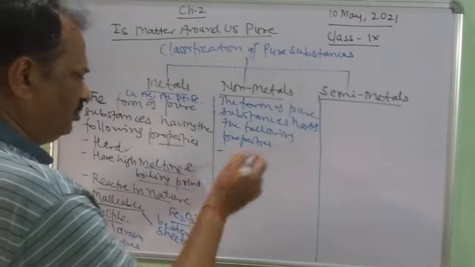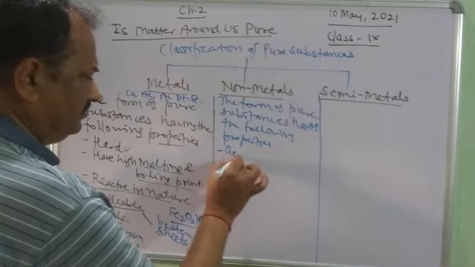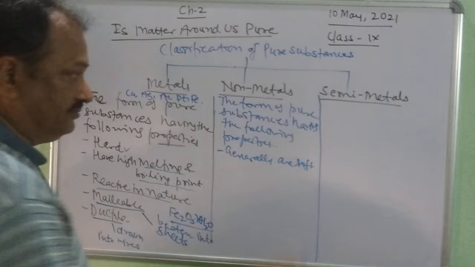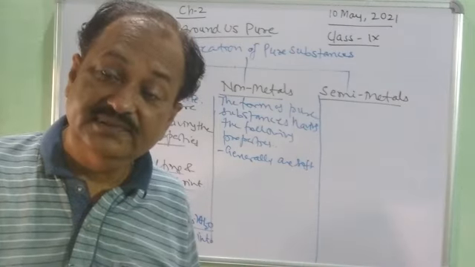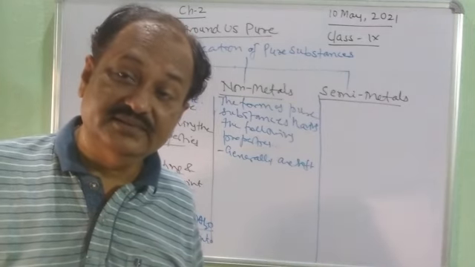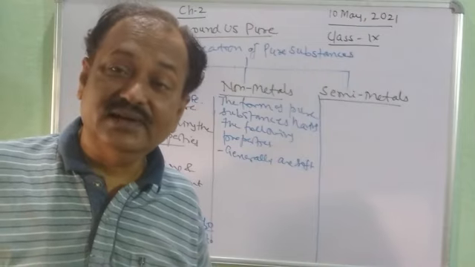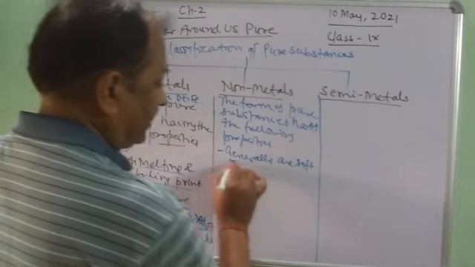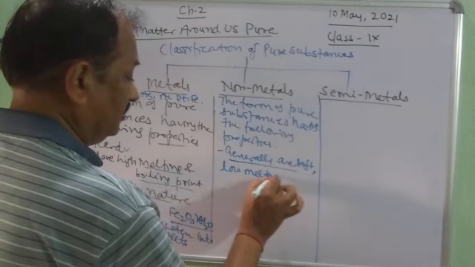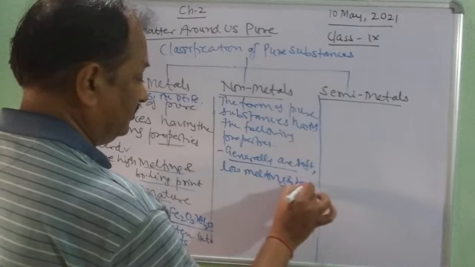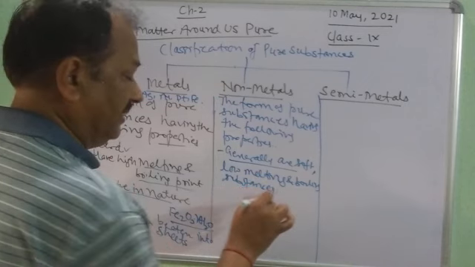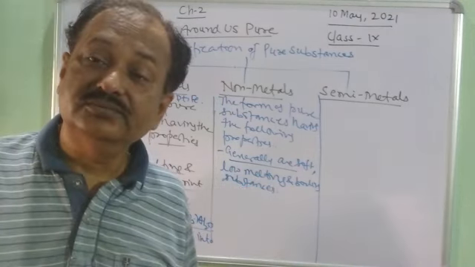And so first, generally non-metals are soft, like oxygen is a gas. Oxygen is a gas, hydrogen is a gas. They are gases. So they are not hard. So generally they are soft, with low melting and boiling points. Their melting points, their boiling points are very low.